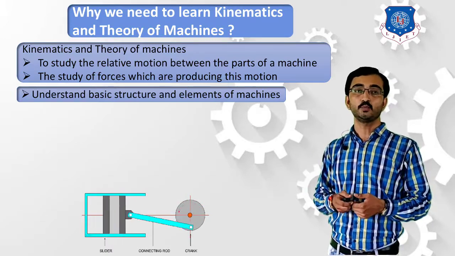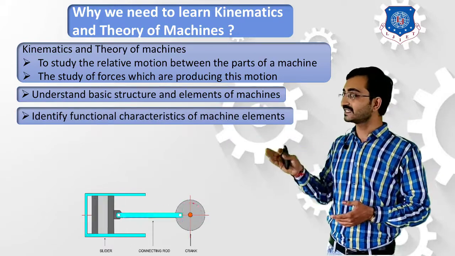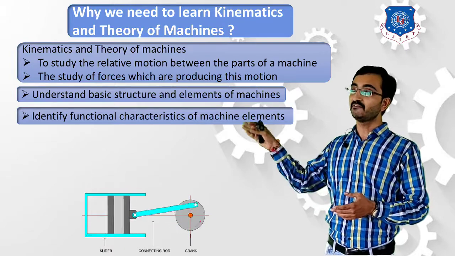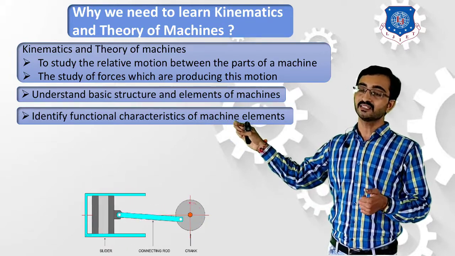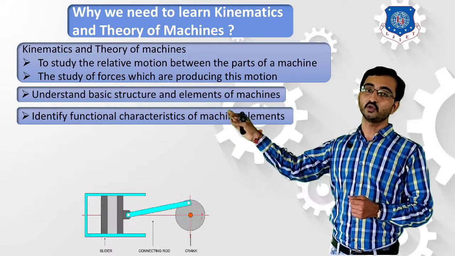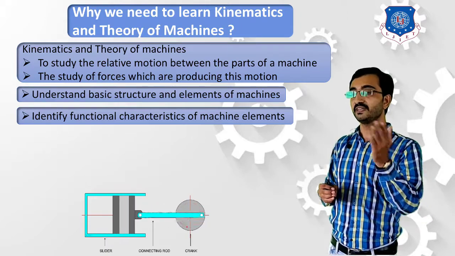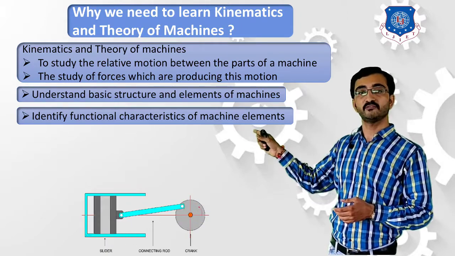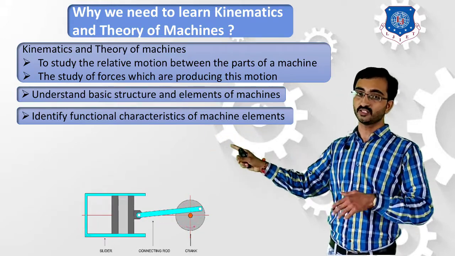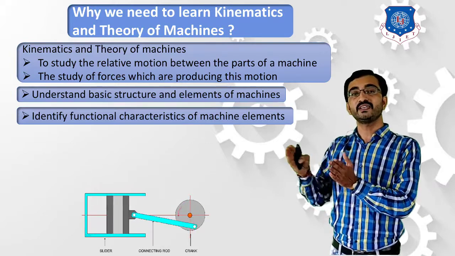The second outcome of this subject will be identification of the functional characteristics of different elements. Why are we terming it a crank? Because it has complete rotation. Any component which is able to produce complete rotation is known as a crank. So here we can identify that the function of this first component is to produce complete rotation. In this way you will be able to identify various functions of various elements.